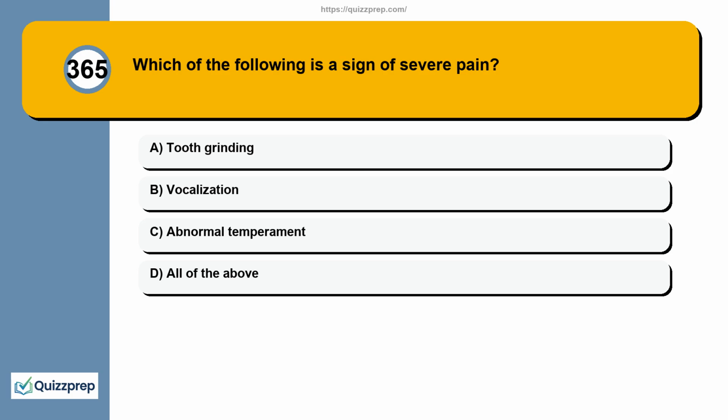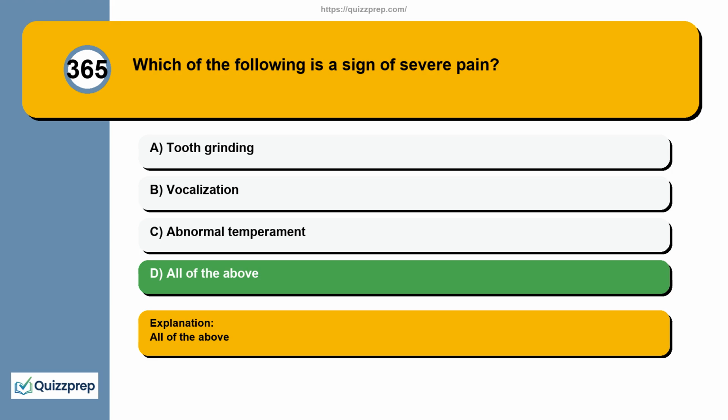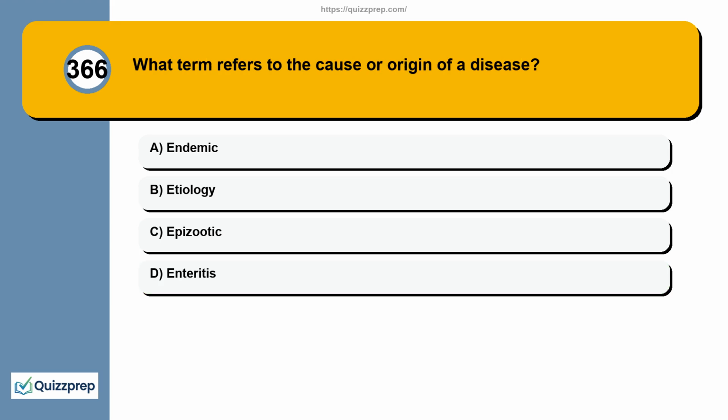Vocalization. Option C. Abnormal temperament. Option D. All of the above. The correct answer is option D, all of the above. Question 366.